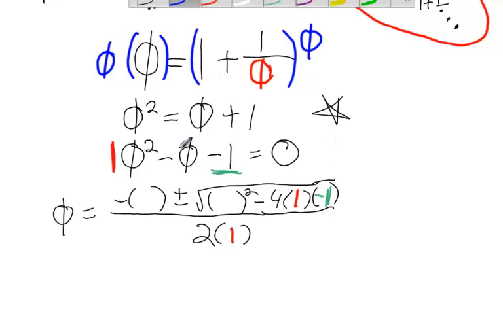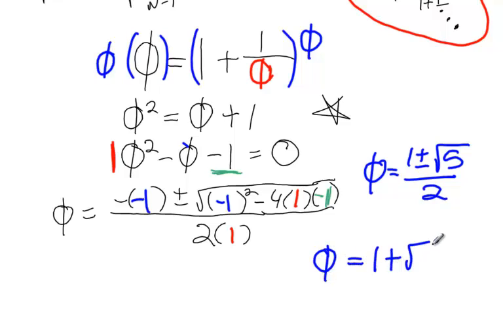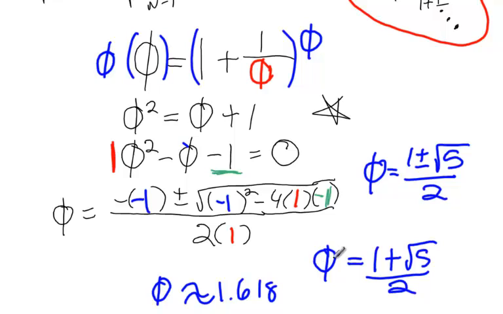And b is the number in front of the phi. So that's a negative 1. There's a negative 1 in front of that phi. So this is going to simplify to phi is equal to 1 plus or minus the square root of 5, over 2. Now, most of the time we're going to be talking about phi equaling the positive version, 1 plus square root of 5 over 2. If you type this in your calculator, you'll get that phi is close to 1.618. So this is the exact answer, and this is the approximate answer.